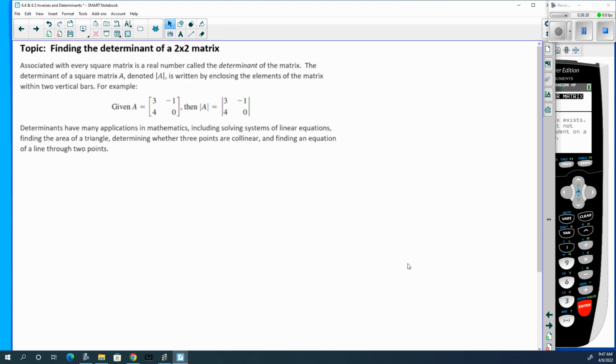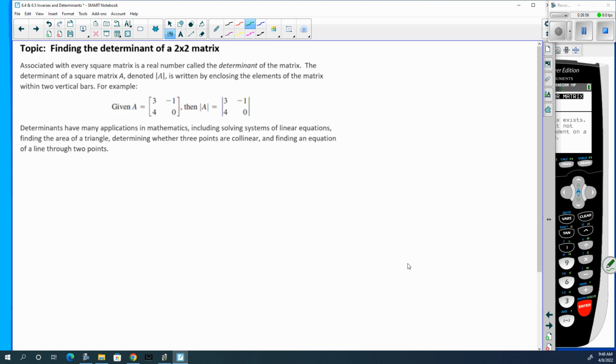Okay, now determinants. Again, I'm going to do this by hand first. So if it's a 2 by 2 matrix, it's easy to find the determinant by hand. Oh, and it says determinants have many applications in math, including solving a system of linear equations, finding the area of triangles, determining if 3 points are collinear, finding the equation of a line through 2 points. So there are applications for determinants.